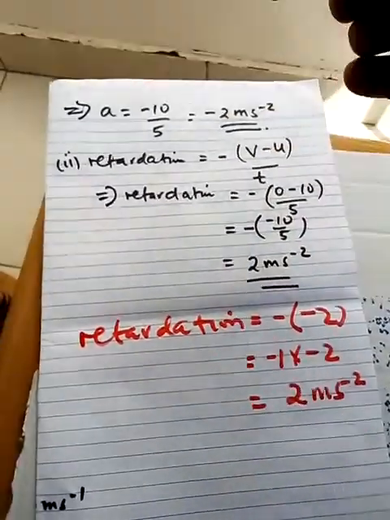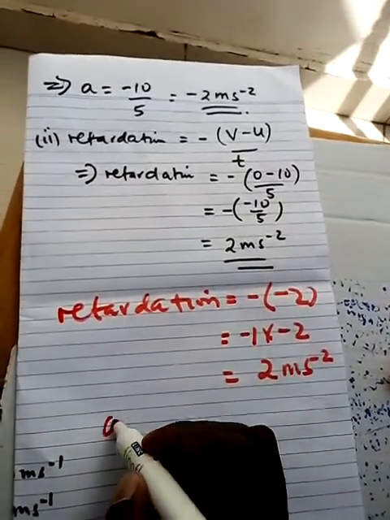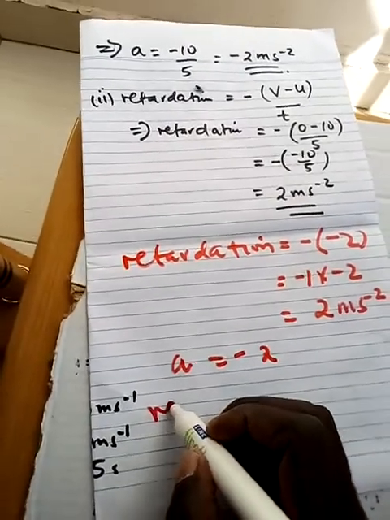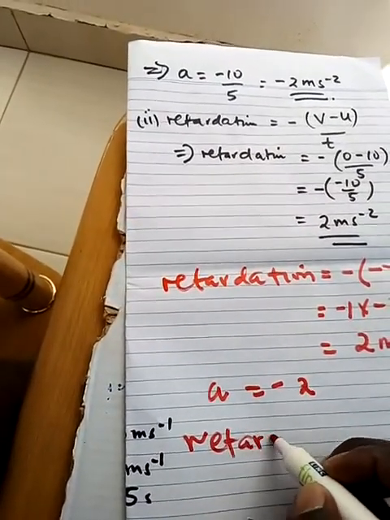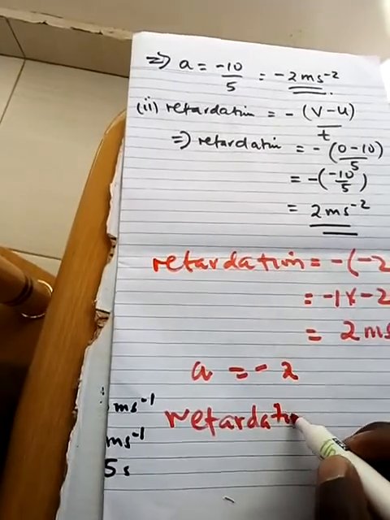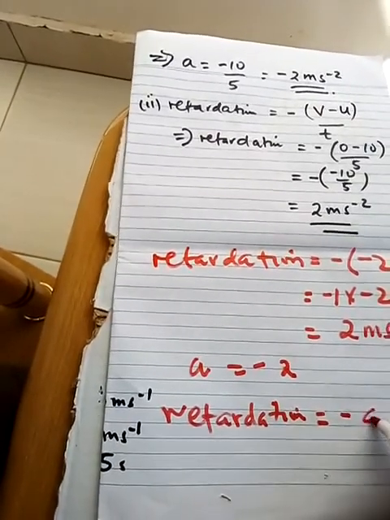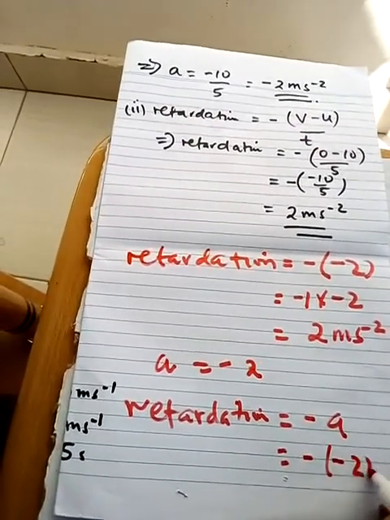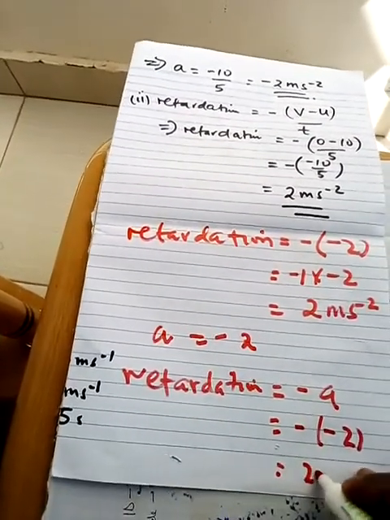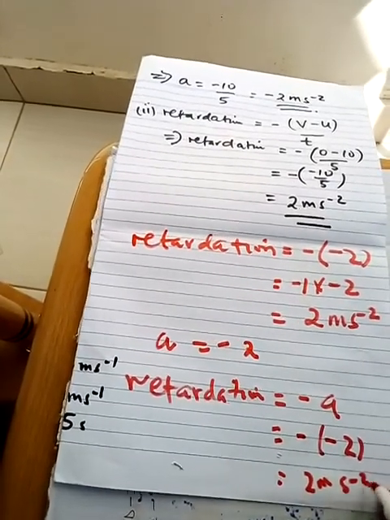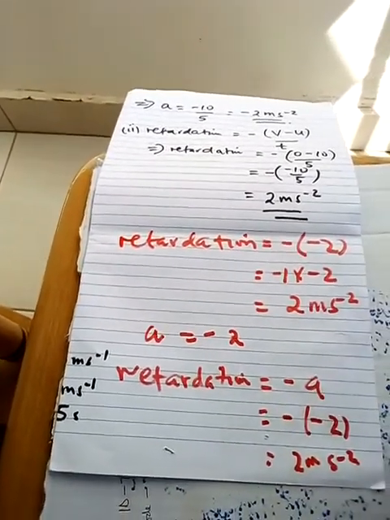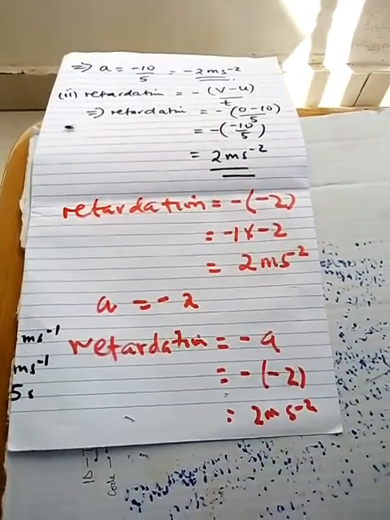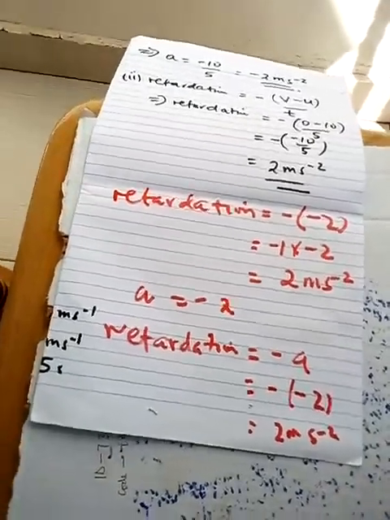By the way, realize that from the expression where we calculated the acceleration and said it is negative 2, our retardation would simply mean retardation is equivalent to the negative of the acceleration we have calculated. That is exactly negative into negative 2, and eventually this gives you a positive 2 meters per second squared. So you really have to understand that retardation is the negative of acceleration.